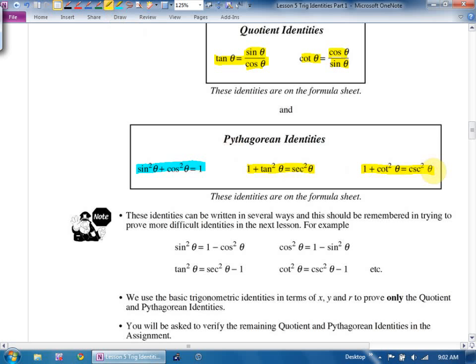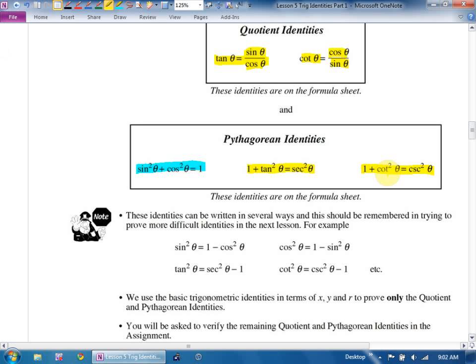By the way, can you see why they're called Pythagorean? There's something squared plus something squared equals something squared. The one doesn't have a squared on it. One squared is one. So these are the Pythagorean ones. I don't have those two memorized, I've got to be honest. But I know they're there. In other words, if I see a cosecant squared somewhere in a question, I know that's on my sheet somewhere. I'll go hunting for it.